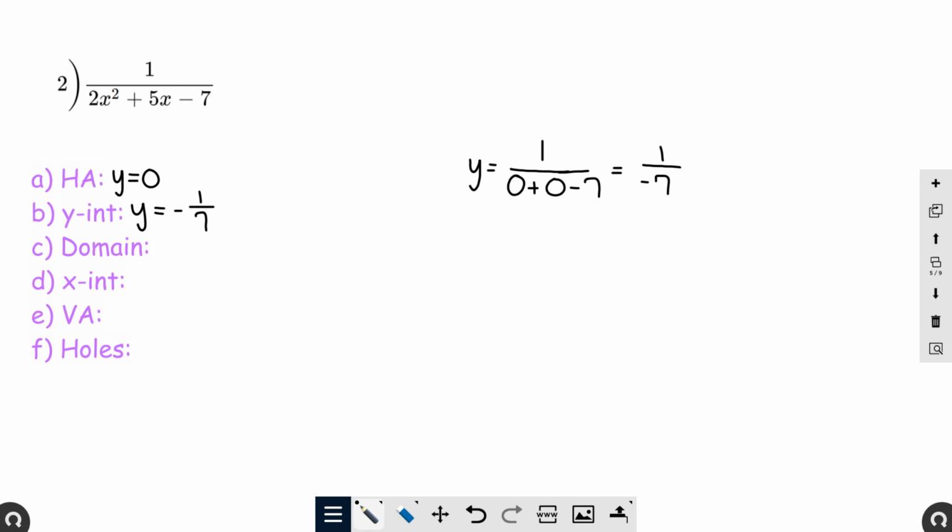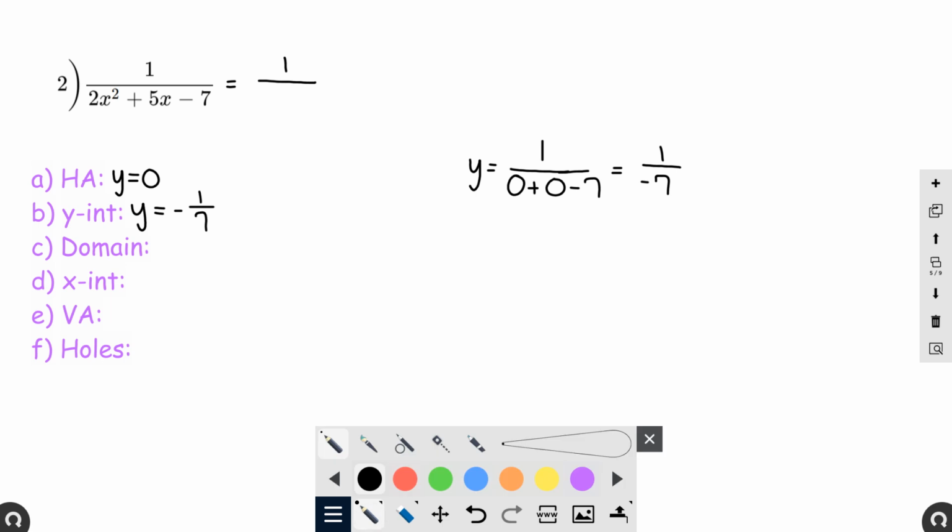Now, to do the next 4 pieces, we need to simplify, which means that we need it in factored form. Can I factor the numerator? No. So just leave it as 1. Can I factor the denominator? Possibly, right? It's a long trinomial. How do I start my long trinomial?